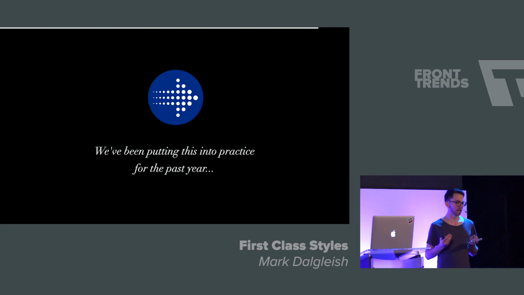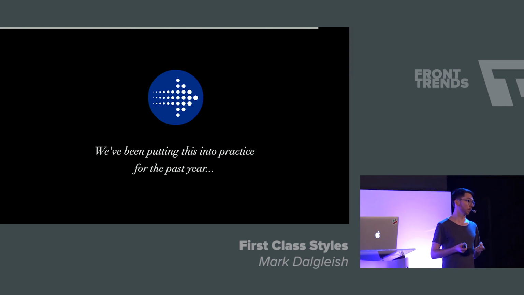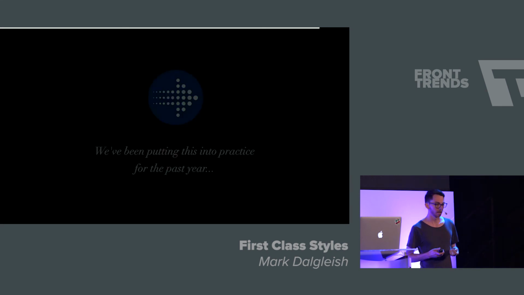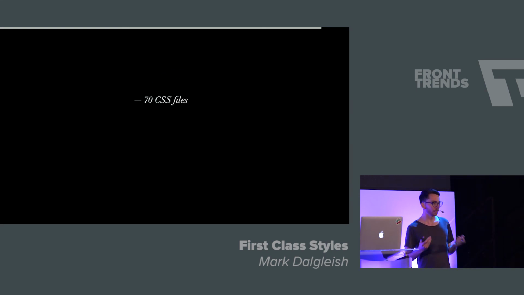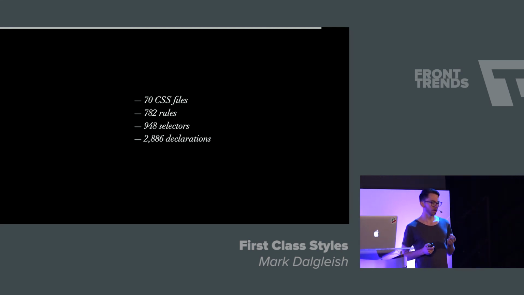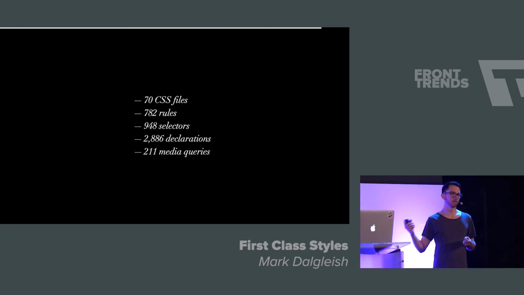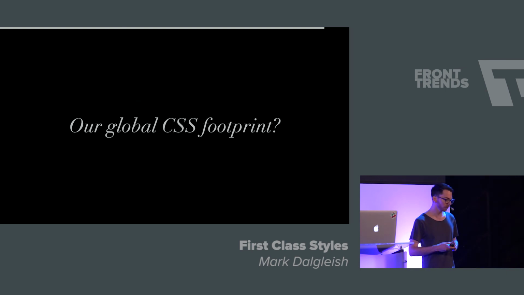Now, the theory might seem really nice, but at the end of the day, we've got to move beyond toy applications, and that's what we've been doing at Seek. We've been putting first-class styles via CSS modules into practice for the past year, building a Greenfields React application. And so far, we're at 70 CSS files with 782 rules, with 948 selectors. We've got 2,886 declarations and 211 media queries, which is, I think, the thing I'm probably most proud of. It's a very responsive website.